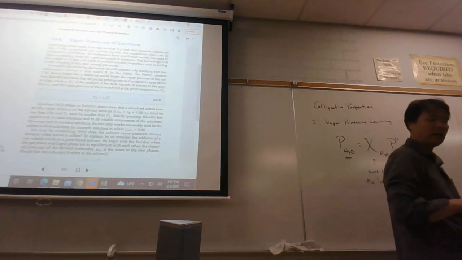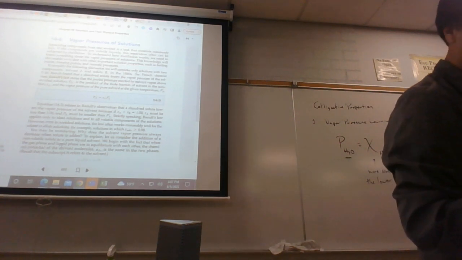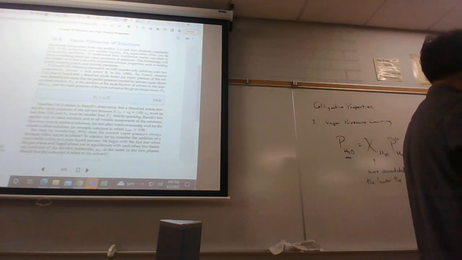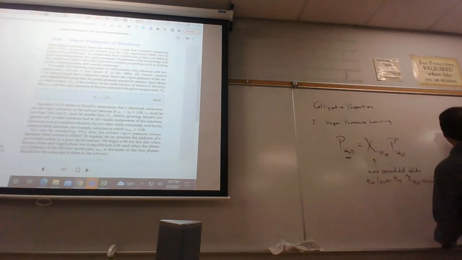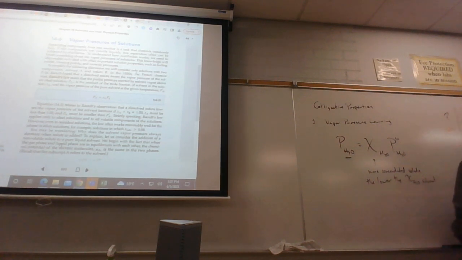Now let's go to 1 atmosphere. 1 atmosphere is normal pressure. And if we're at normal pressure, then we have the normal melting point. The melting point is when we convert it from solid to liquid. So this is the normal melting point. And the normal boiling point is when we go from liquid to gas. So that would be normal.